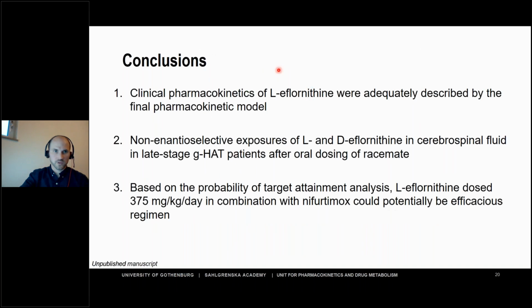So from here, we concluded that the clinical pharmacokinetics were adequately described by the pharmacokinetic model. Similarly, as we saw in the rat, there was no enantioselective exposure of L and D eflornithine in the cerebrospinal fluid in late-stage gHAT patients after oral dosing. So similar finding as for the in vivo part. And based on our PTA, or probability of target attainment analysis, it suggested that L-eflornithine doses at 375 mg per kg per day in combination with nifurtimox could be a potentially efficacious treatment.